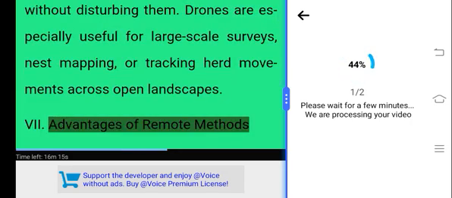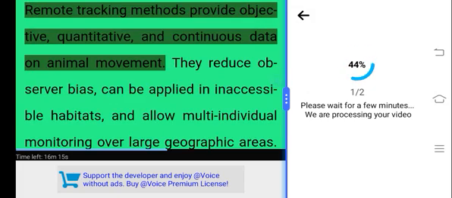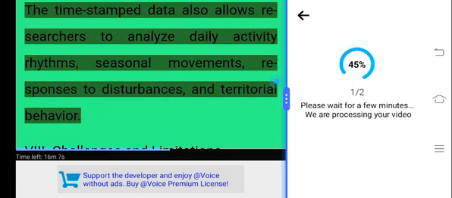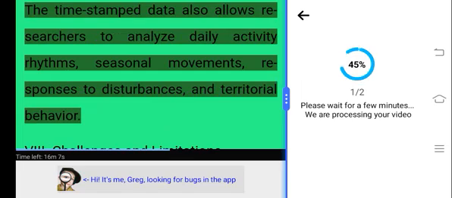7. Advantages of remote methods. Remote tracking methods provide objective, quantitative, and continuous data on animal movement. They reduce observer bias, can be applied in inaccessible habitats, and allow multi-individual monitoring over large geographic areas. The timestamp data also allows researchers to analyze daily activity rhythms, seasonal movements, responses to disturbances, and territorial behavior.